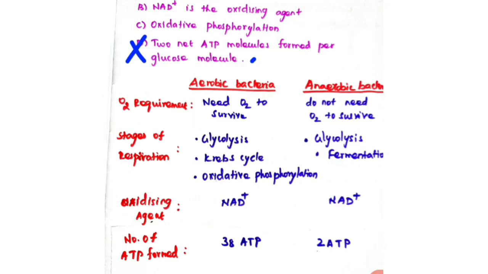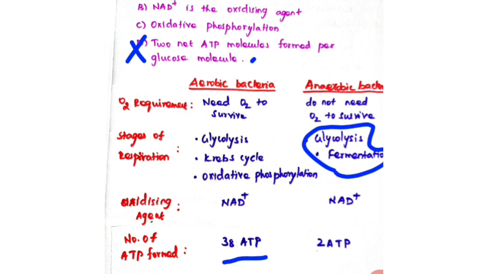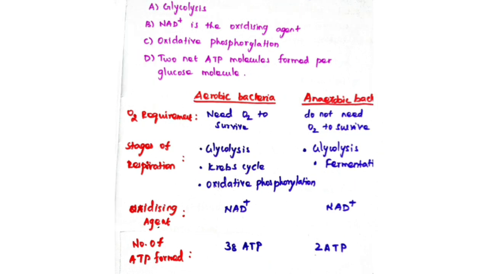Because in aerobic bacteria, you will get 38 ATP molecules at the end of the process after these 3 stages, whereas in anaerobic bacteria, after these 2 stages, you will get only 2 ATP. So this is applicable only for anaerobic bacteria, not for aerobic bacteria. So options A and B are correct.